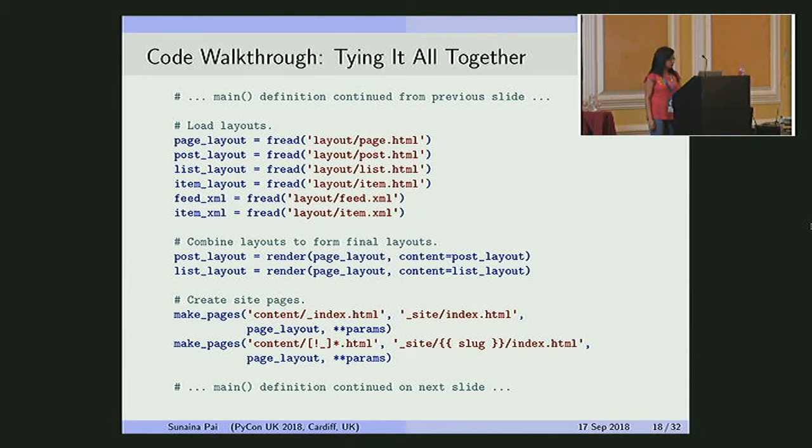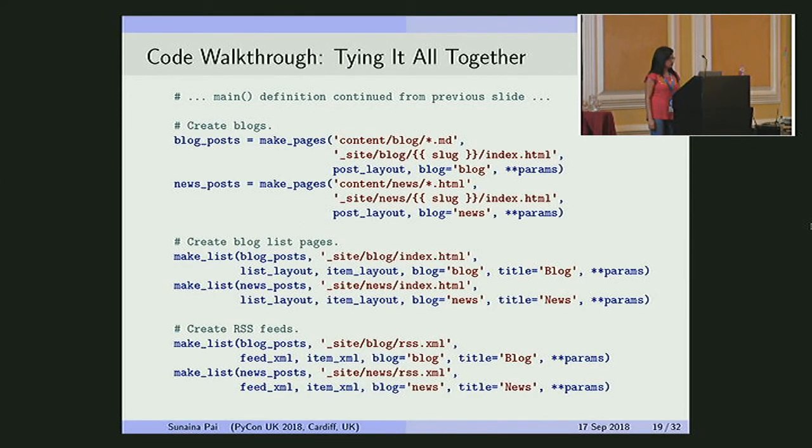And then it calls make pages to create the site pages. And the same make pages is also used to create your blog posts. In this example, we have two blogs. One is blog and one is news. And then it uses make list to create the blog listing page for you. And the same make list is used to create the RSS feeds as well.